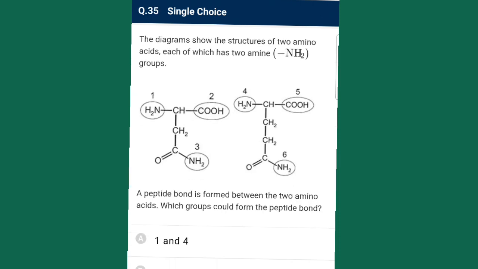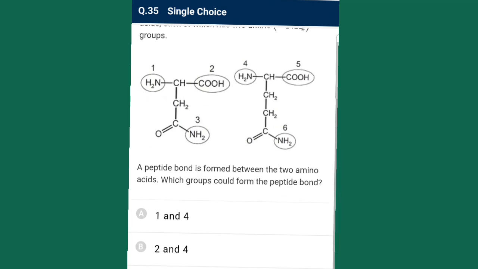Question number 35. See the diagrammatic representation. The structures are two amino acids, each of which has two amine groups. A peptide bond is formed between two amino acids. Which group could form the peptide bond?